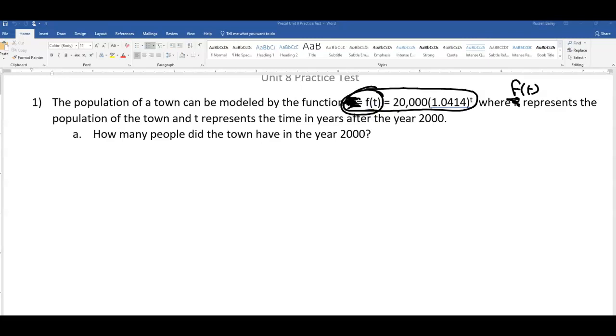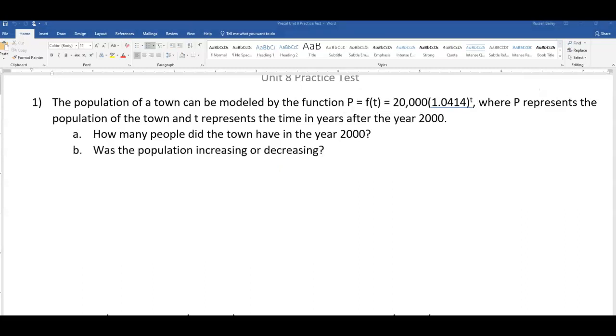All right, so how many people did the town have in the year 2000? That's really just a sneaky way of saying how many were there at the start. Why is that? Because T represents how many years have gone by after the year 2000. So if we're at the year 2000, no years have gone by, which means we're at the beginning. And the starting amount of people would be right there. So the answer to part A is 20,000.